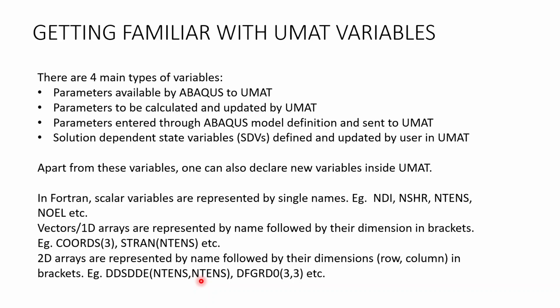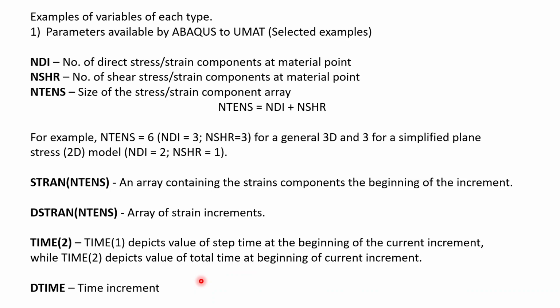So this is how we represent the different types of variables in UMAT. Now we will look into the 4 types of variables. First, parameters available from ABAQUS to UMAT. Some select examples. We saw there are certain variables like NDI, NSHR, NTENS. What does this mean? NDI refers to the number of direct stress or strain components at the material point. NSHR refers to the number of shear stress or strain components at any material point. And NTENS refers to the total size of the stress or strain component, which means it is the number of direct components plus the number of shear components.